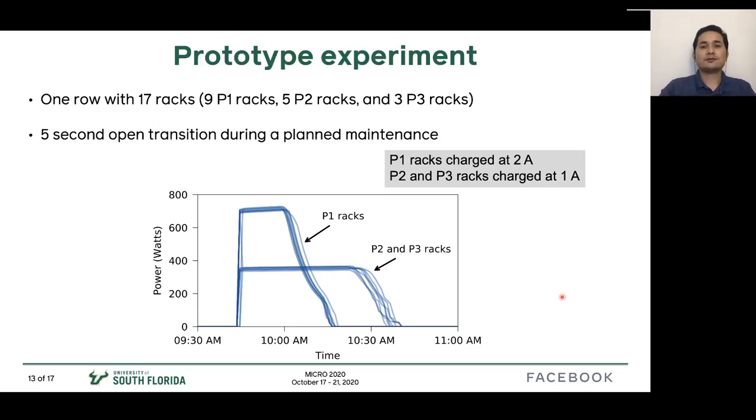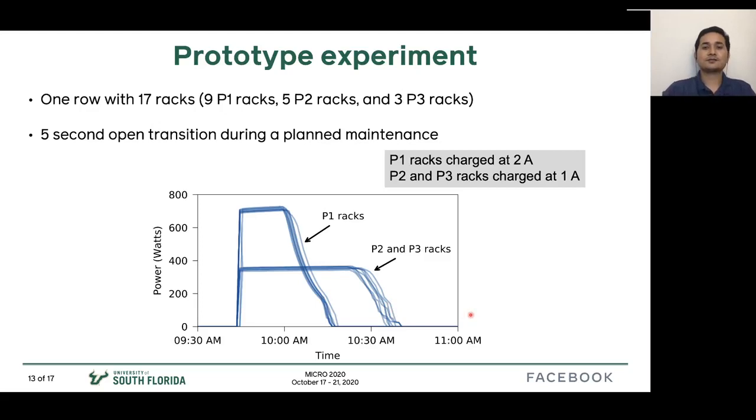We built a prototype in a Facebook data center and experimented on a row with 17 racks. We conducted an experiment during a planned maintenance where there was an open transition for 5 seconds. After the open transition, all the racks charged at 2 ampere current due to the variable charger. However, Dynamo calculated the SLA charging currents for the racks, and P1 racks were charged at 2 amperes while P2 and P3 racks were charged at 1 ampere, and their charging time SLAs were met.